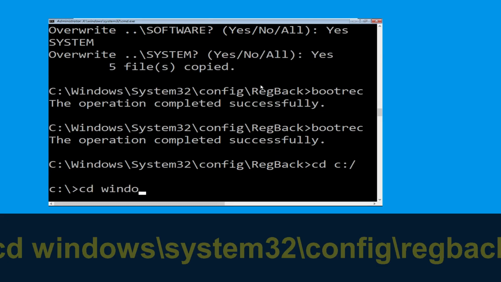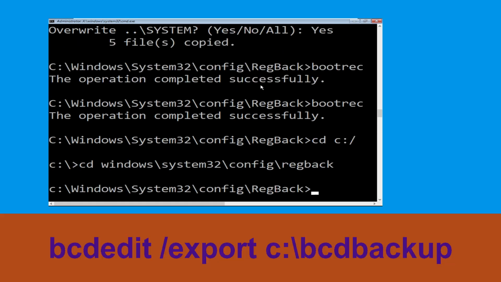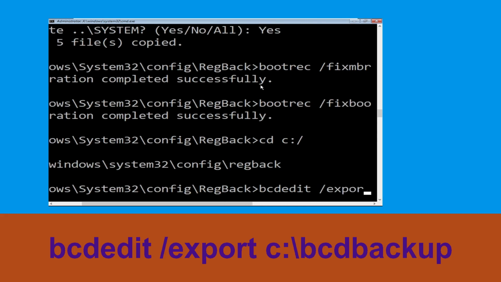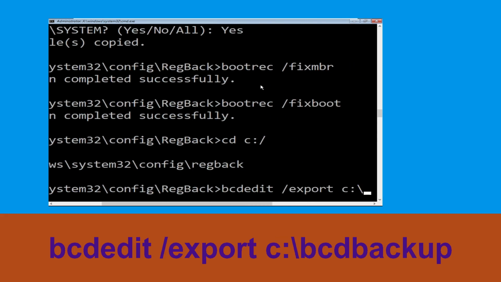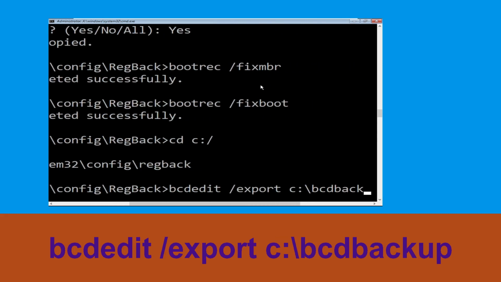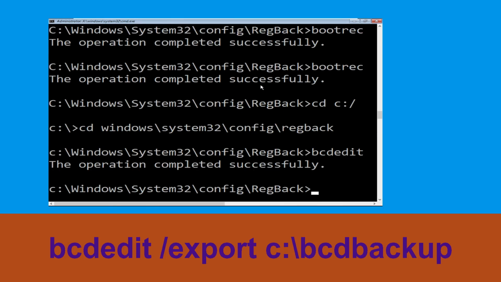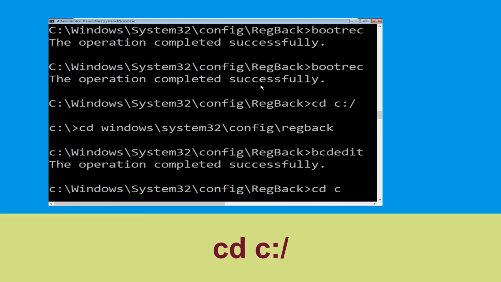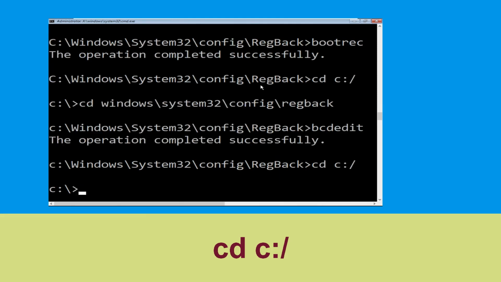Now type cd Windows\system32\config\regback and hit enter to execute. Now type this command: bcdedit /export c:\bcdbackup and hit enter. Now execute this command. Type cd c:\ and hit enter.